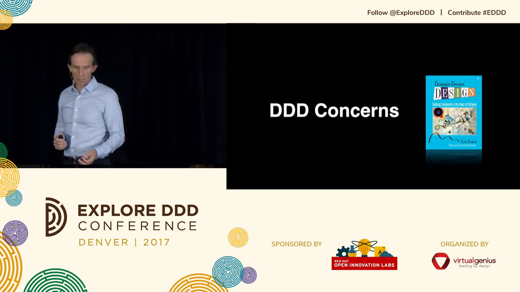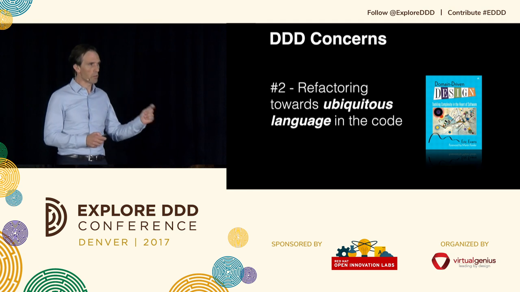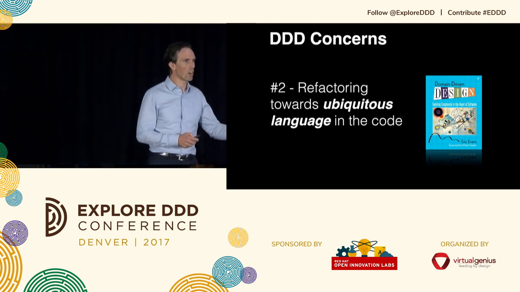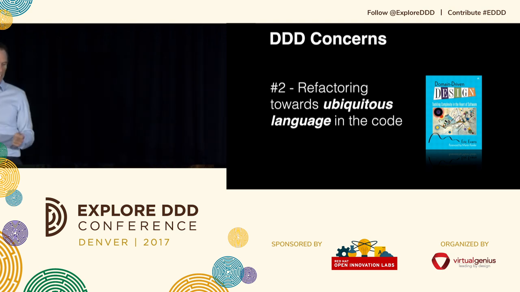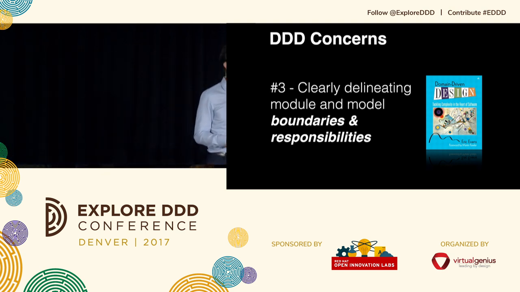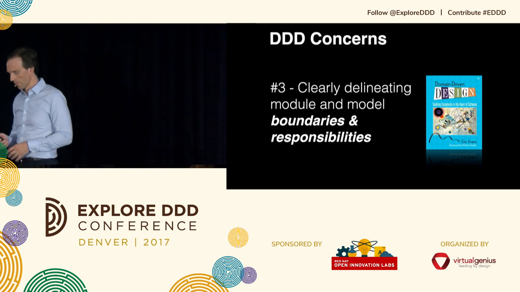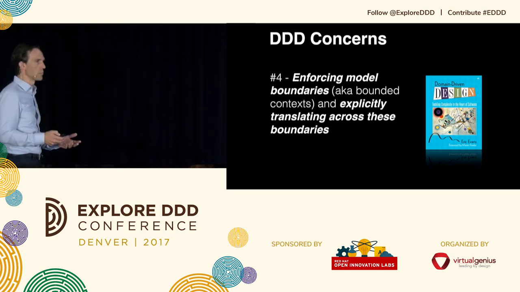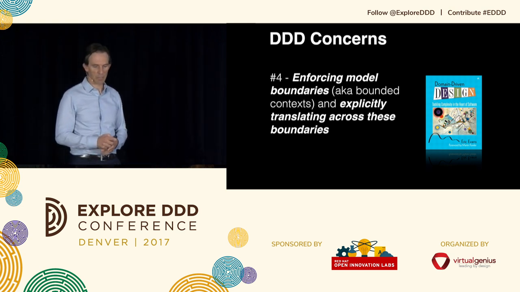So from a DDD perspective, number one, I'll just go through this quickly. We want to grow and express a deep domain model in the code. Number two, we want to refactor the code towards ubiquitous language, towards a common language where things are consistent and well understood, so the intent is clear in the code. And then number three, we want to make sure that we have good boundaries, like Eric talked about last night. Boundaries matter, right? It's very hard to have high cohesion and low coupling without good boundaries. You want to have that good cohesion in your objects and be loosely coupled with other things. And the other one is being clear about model boundaries and then knowing when to translate, where those model boundaries are, and translating explicitly across those.